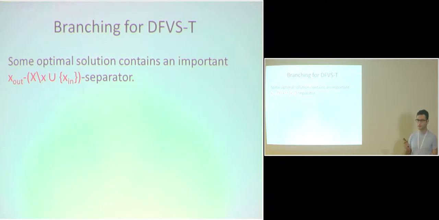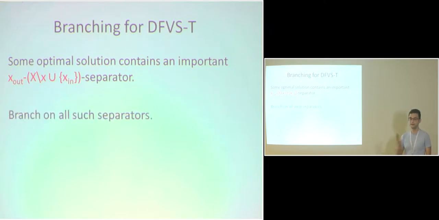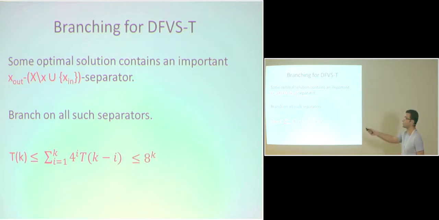What basically did we prove? We proved that some optimal solution contains an important separator from x out to the rest. Now we branch on all such separators. Now there are 4 such separators of size 1, 4 squared such separators of size 2, 4 cubed such separators of size 3, and so on. So if T(k) is the time we spend on parameter k, then T(k) is at most 4 times T(k minus 1) plus 4 squared times T(k minus 2) plus 4 cubed times T(k minus 3), and so on. And it's an easy proof by induction to show that this is at most 8 to the k. Okay? I'm not going to do this.